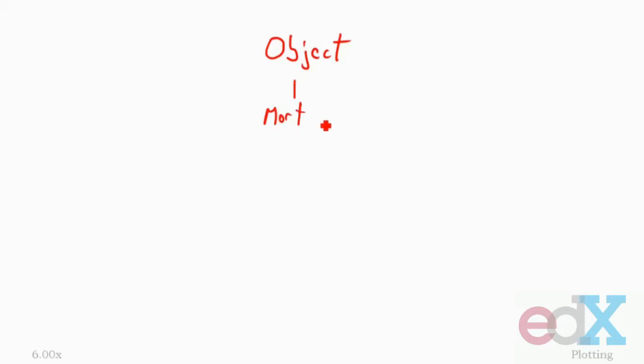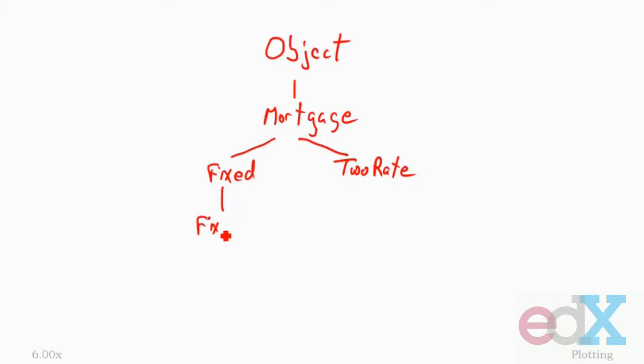We then looked at mortgage as a subclass of object. This was an abstract class whose only purpose was to be included into other classes. We then looked at a subclass of mortgage called fixed, another subclass of mortgage called two-rate, which captured the notion of a variable rate mortgage, and a subclass of fixed as well, fixed with points.